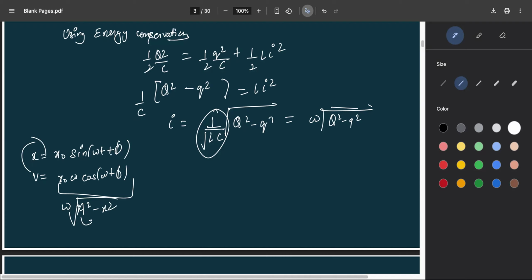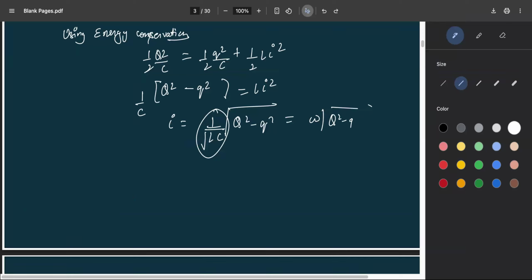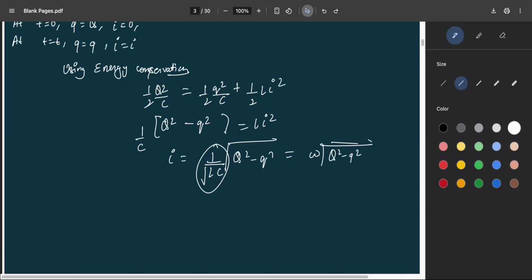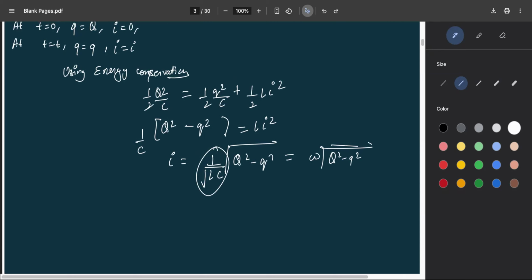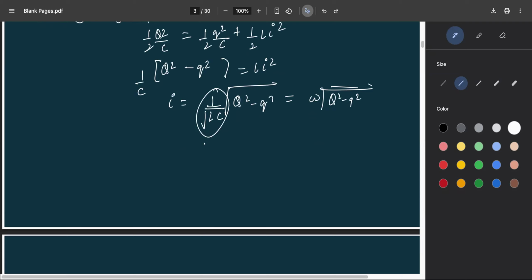Here your I is nothing but what V is: V is dx by dt, and here I is dq by dt. So here you are getting q square minus q square, where Q is basically the maximum amplitude of the charge. So this is the equation you are getting. You will be very clear with the concept if you are good in SHM. If I have to take an analogy, x is representing q, and current is representing your velocity. These two things are related.